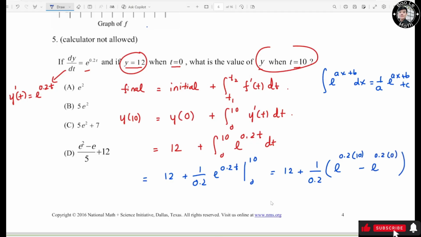We're going to simplify this one. It's 12 plus 1 divided by 0.2, which is 5, times e squared minus 1. So it's 5e squared plus 7. This is the final answer. The answer must be C.